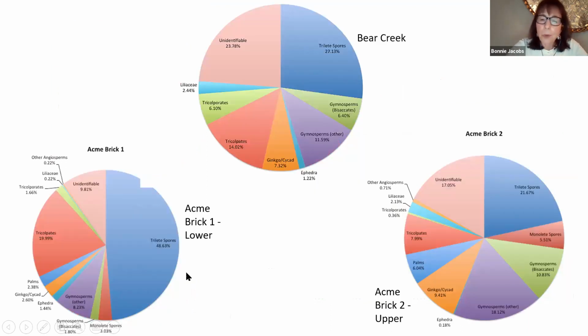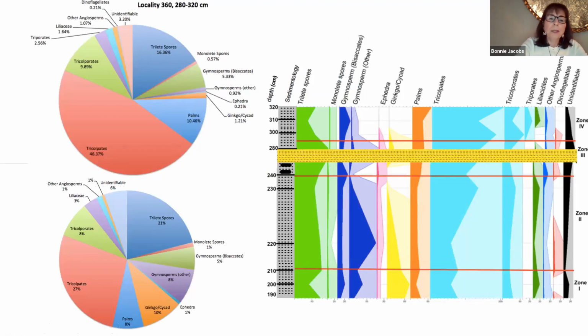Sorry, I'm pushing the arrow too strongly. Here is the other pie chart, and it shows lots of angiosperms. Here we go from palms, which again are angiosperms. So palms, all of these, all of these, all of these. So we're talking about 2/3 of the pollen grains in this measured section among all her samples are angiosperms.